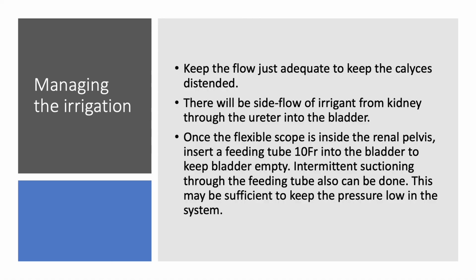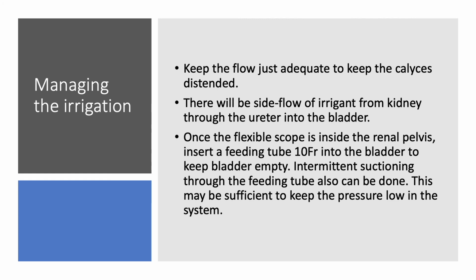The next major challenge is the management of irrigation. This is a problem in sheathless RIRS as well as in RIRS with access sheath. Irrigation with sufficient pressure is essential to maintain visibility and to keep the system dilated. This helps us to work freely inside the pelvic calyceal system. At the same time, increased pressure inside the pelvic calyceal system predisposes to sepsis. So we need to maintain adequate outflow.